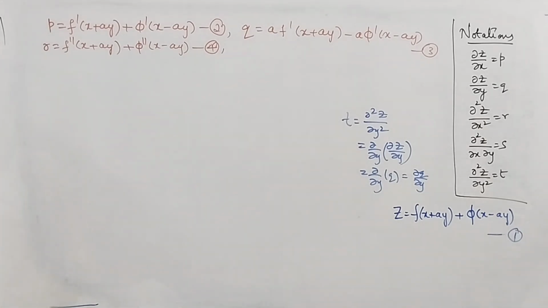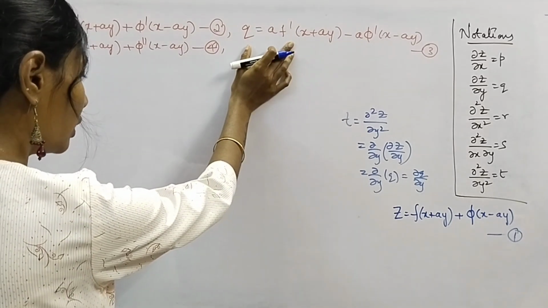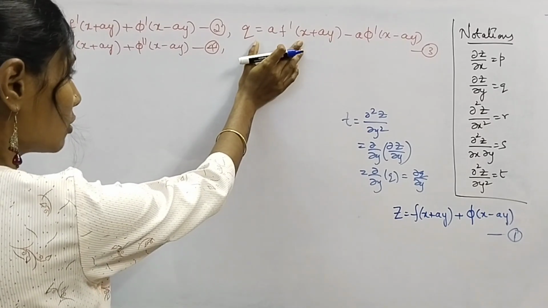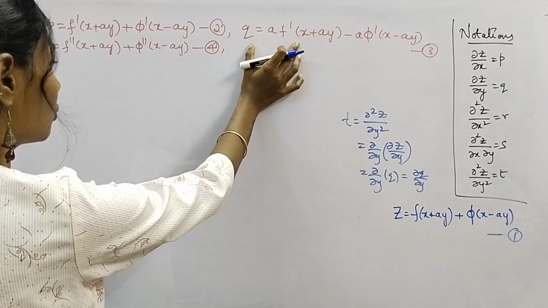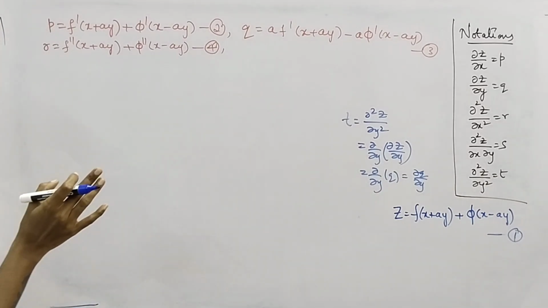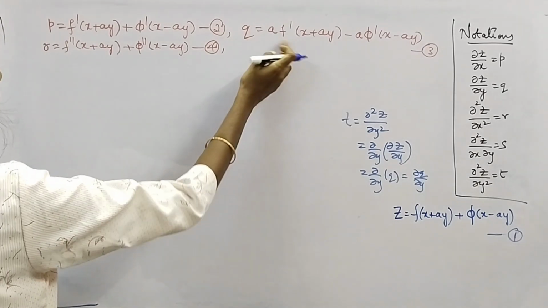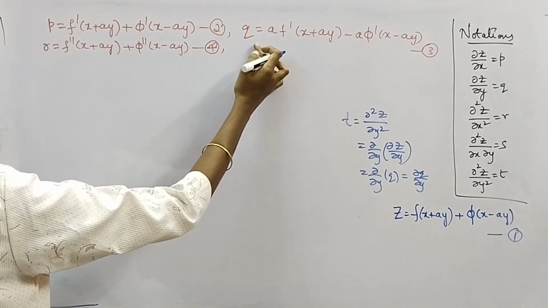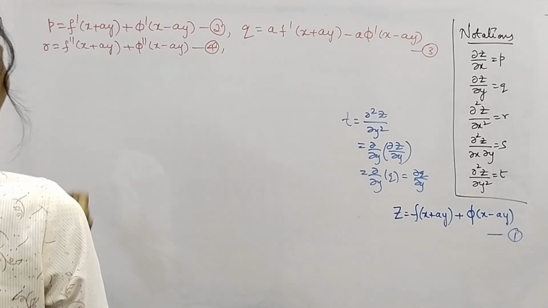Okay, now what we'll do is, in order to find an equation that involves t, we need an equation that involves q, right? And this is the equation that involves q. Now we'll partially differentiate on both sides with respect to y to get the equation that involves t. Okay, we'll just partially differentiate both sides of equation 3 with respect to y.